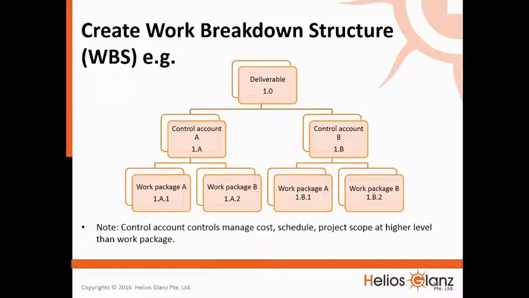The following shows an example of a WBS. Please note that the control account controls and manages cost, schedule, and project scope at a higher level than the work package. Work package is the smallest unit here. The example shows a deliverable, which is segregated into two control accounts, A and B. Again, control account A is segregated into work package A and work package B, and control account B is segregated into work package A and work package B. Please note, a work package is the smallest unit and it cannot be segregated further.